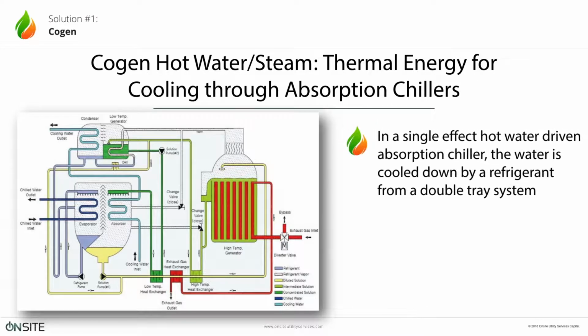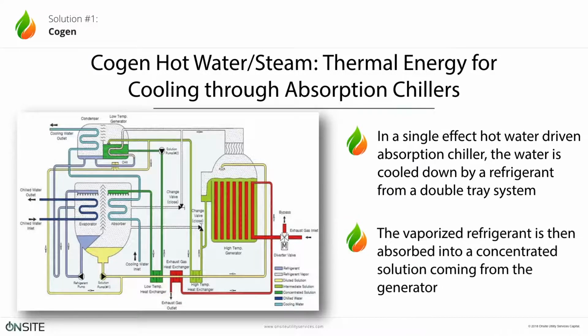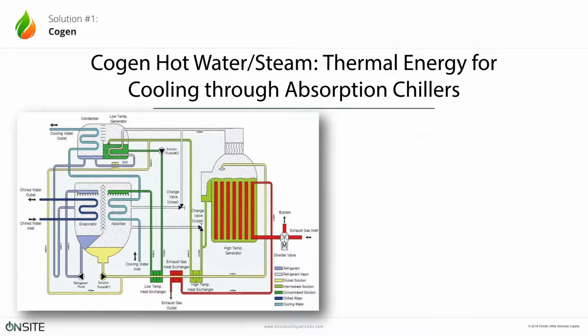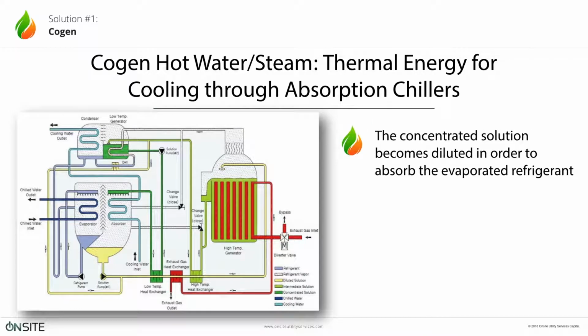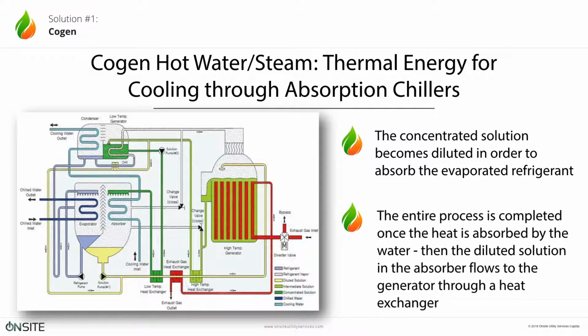In a single-effect hot water-driven absorption chiller, the water is cooled down by a refrigerant from a double tray system. The vaporized refrigerant is then absorbed into a concentrated solution coming from the generator. The concentrated solution becomes diluted in order to absorb the evaporated refrigerant. The entire process is completed once the heat is absorbed by the water.